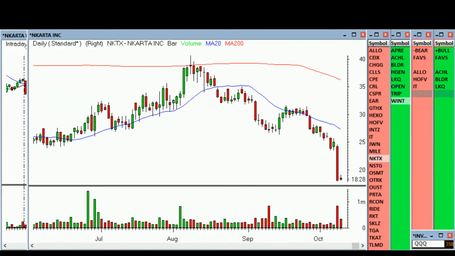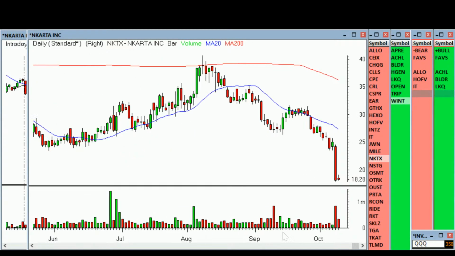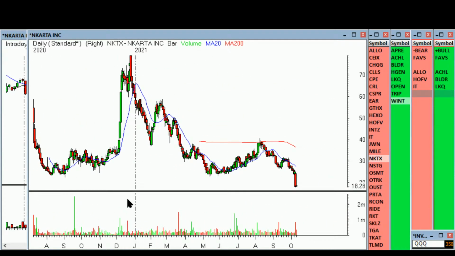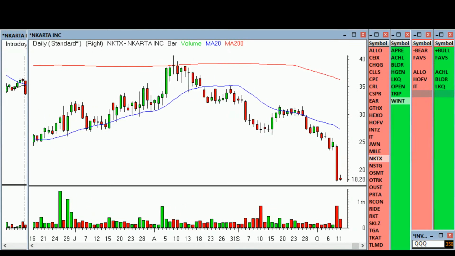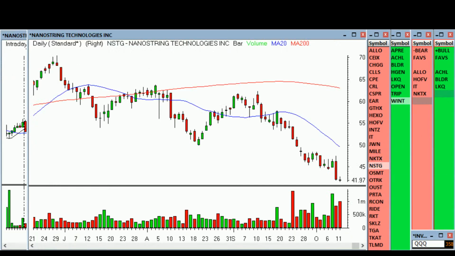And then NKTX is a 123. NKTX, I don't think I've ever heard of this stock before. NKTX is a 123, big bar to be sure. I don't like it when those bars are a little bit smaller, when the initial bar is a bit smaller, but it is a 123. I'll put it on the favorites for now. I don't think I'll be doing it tomorrow, maybe the day after tomorrow.